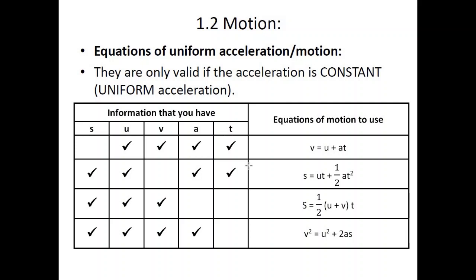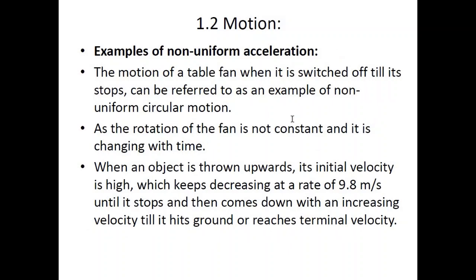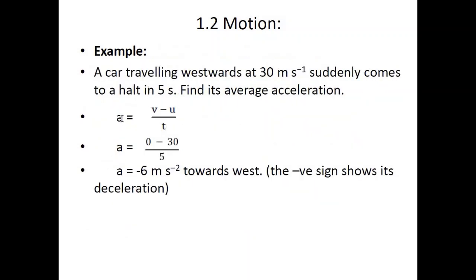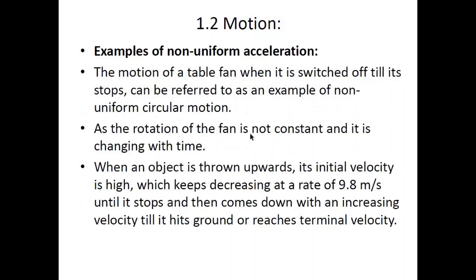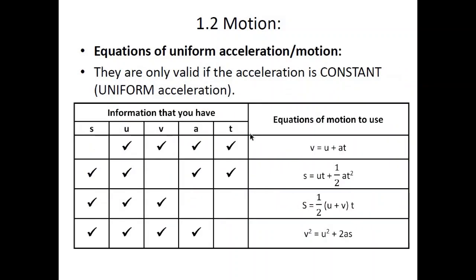Then we have some equations for motion. There are 4 equations in total. v equals u plus at, this is derived from the acceleration formula, this one. This t is taken over here, at, and this u is added over there, so it becomes v equals u plus at. If in the question you're not given the distance but you're given initial velocity, final velocity, acceleration and time, then you can use this in order to calculate the values.